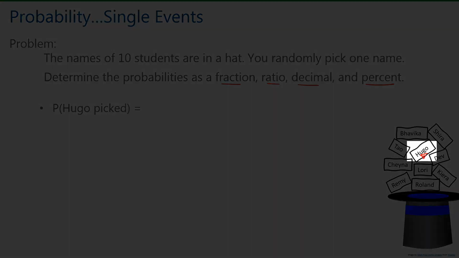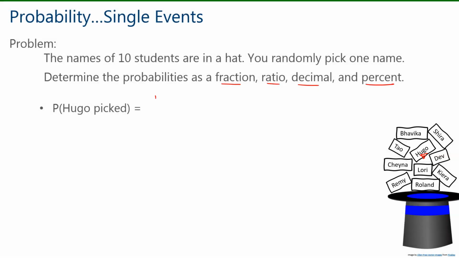That name appears in the hat once. 1 out of 10. That would be our fraction, which is simplest form. The ratio, 1 to 10. As a decimal, this one is probably even easier. 1/10 would be 0.1. If we write this fraction out of 100, the equivalent fraction would be 10 out of 100, which gives us 10%.